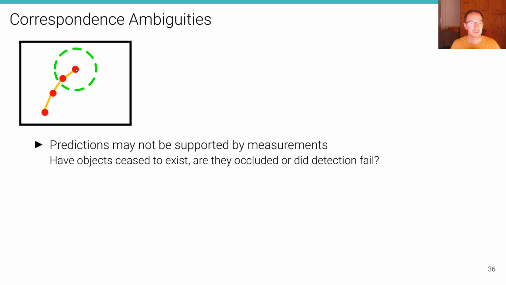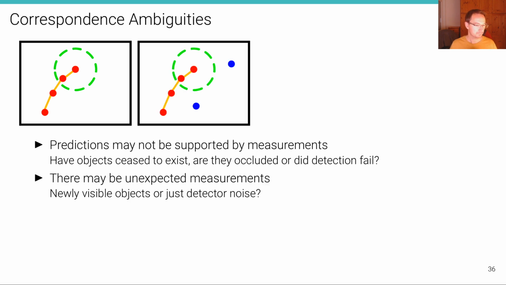Here's an example. We have a trajectory. This is the prediction, but there's no observation. And the question is, what happened? Similarly, there may be unexpected measurements. Here we have the prediction. None of the detections is close. So what should we do? Are these newly visible objects or just detector noise? Should we instantiate new object tracks?